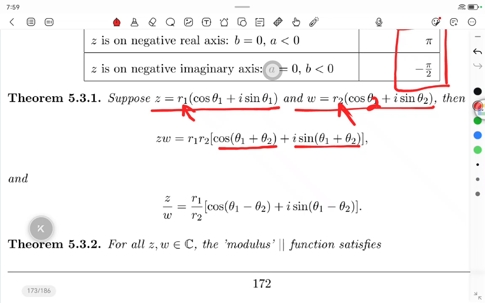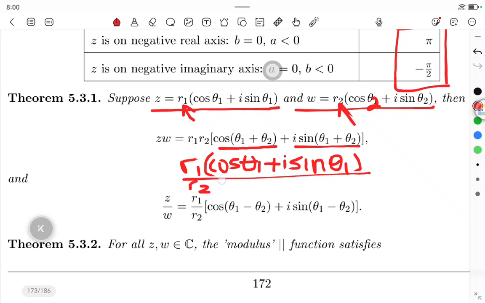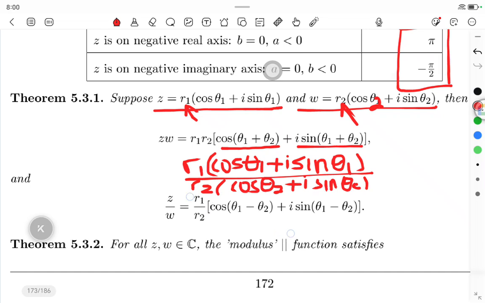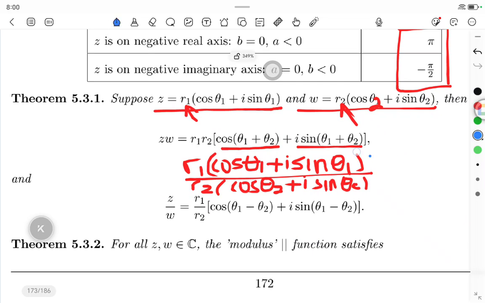Now with this one of Z over W, this is like R1 cos of theta 1 plus I sine of theta 1 all over R2 cos of theta 2 plus I sine of theta 2. Allow me to write this one because they didn't write it. So when you come to these ones, when we're dividing them like this, I think the person computed this individually and then computed this individually. Then they got the same solution.